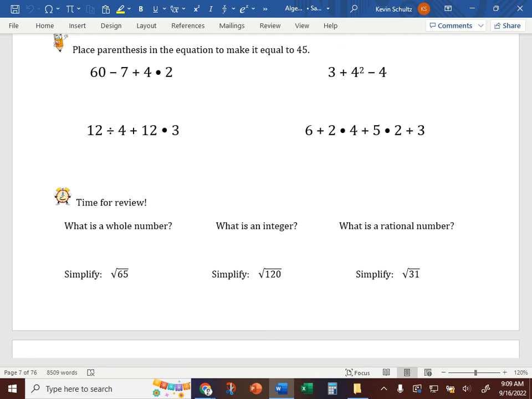And lastly, the little tick-tock clock, time for review. Reviewing objectives 1 and 2. What is a whole number? What is an integer? What is a rational number? And then 3, simplifying of roots there to practice with as well. All of this is due on Tuesday.